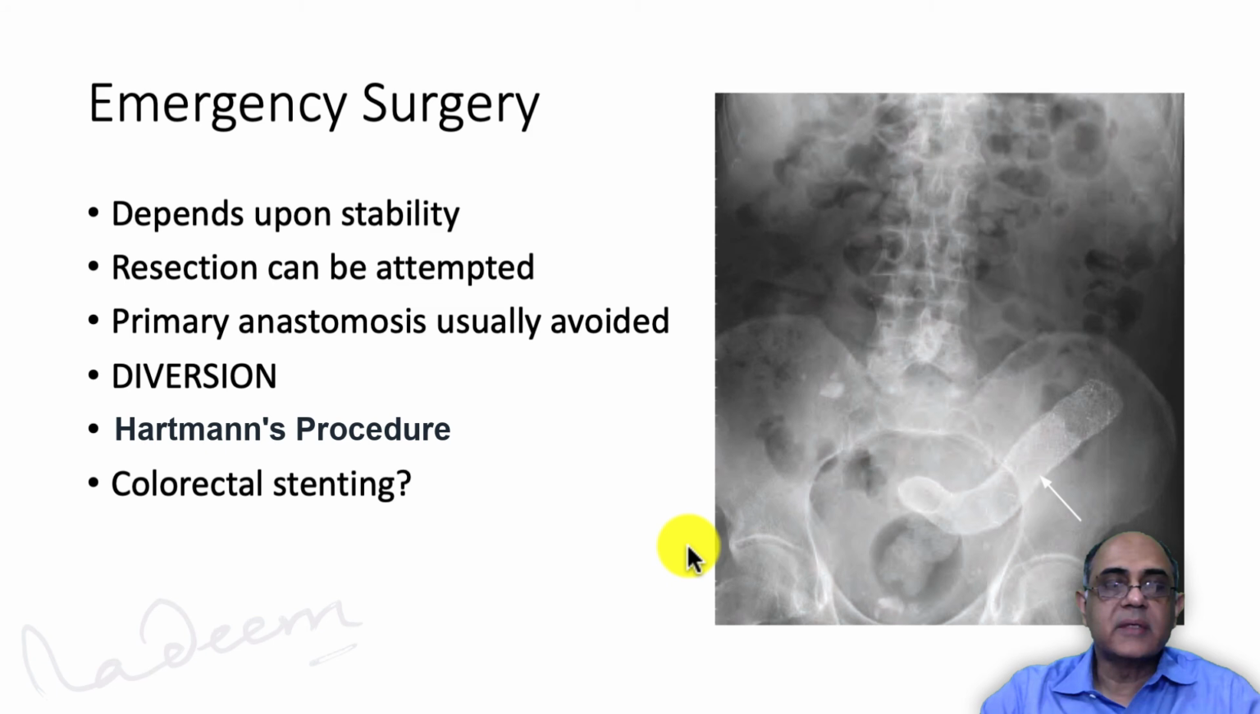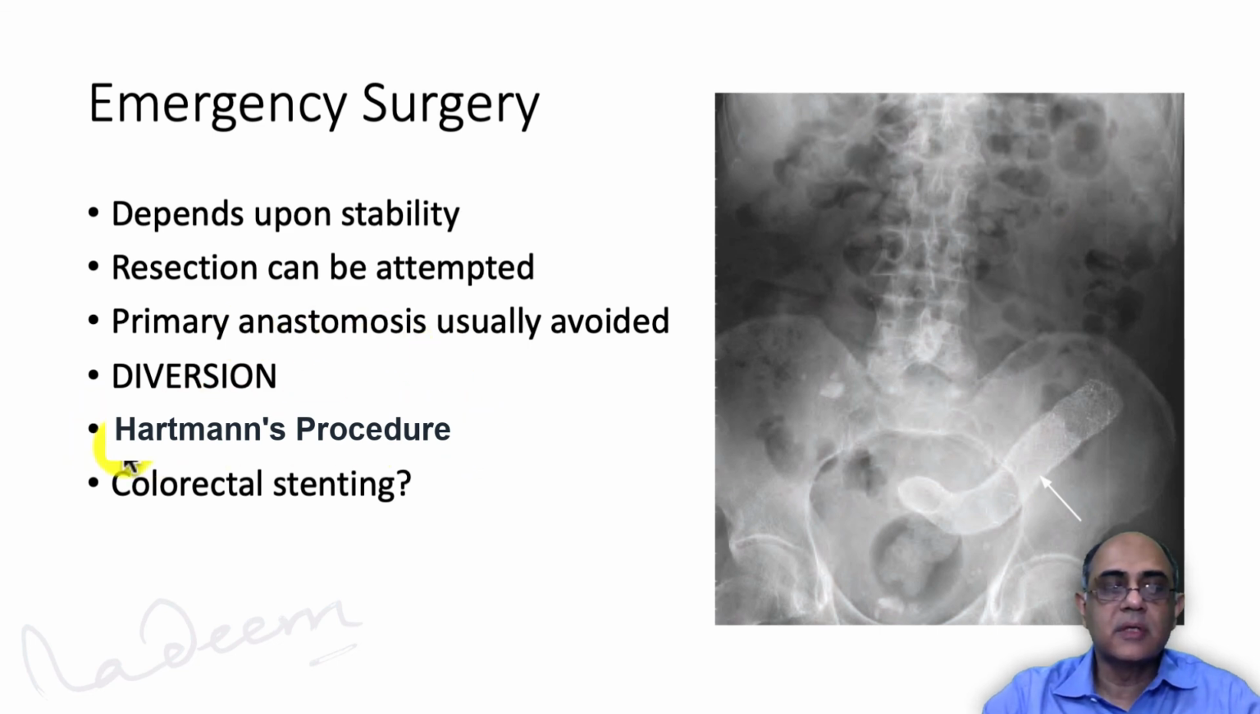What about emergency surgeries? So far, I have talked about surgeries which are done in elective prepared patients. In emergency surgery, the patient comes with obstruction or with perforation, peritonitis. So in that case, the patient may not be stable, may not be optimized. You may be able to resect the tumor, but it will be in an unprepared gut, in an unprepared patient, without CT scan, without any investigation. So in emergency surgery, we just try to relieve the obstruction by either diversion or simple resection, and do not try a primary anastomosis.